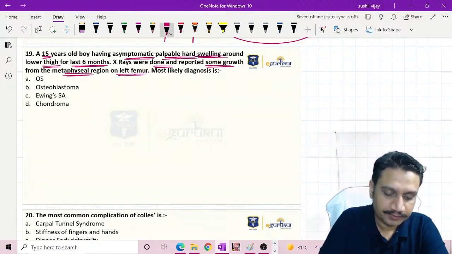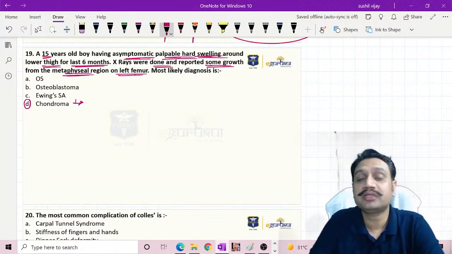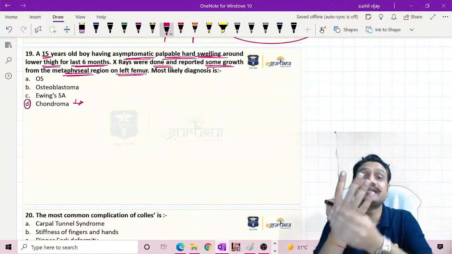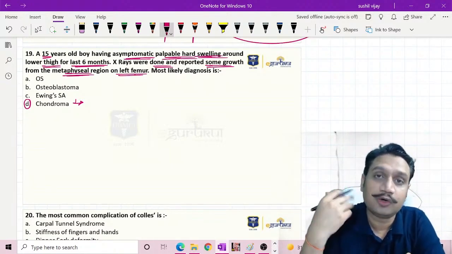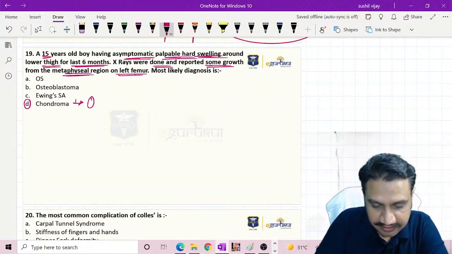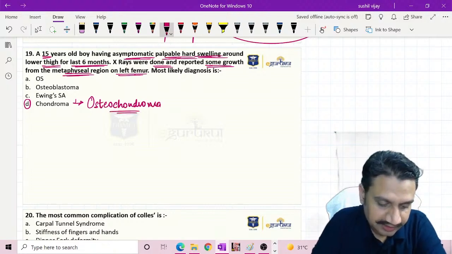It is your chondroma. This is a growth. When the chondroma is coming from inside the bone, we call it enchondroma. But when it is outside the bone, it is known as osteochondroma. So when the tumor is outside the bone, we call it osteochondroma.